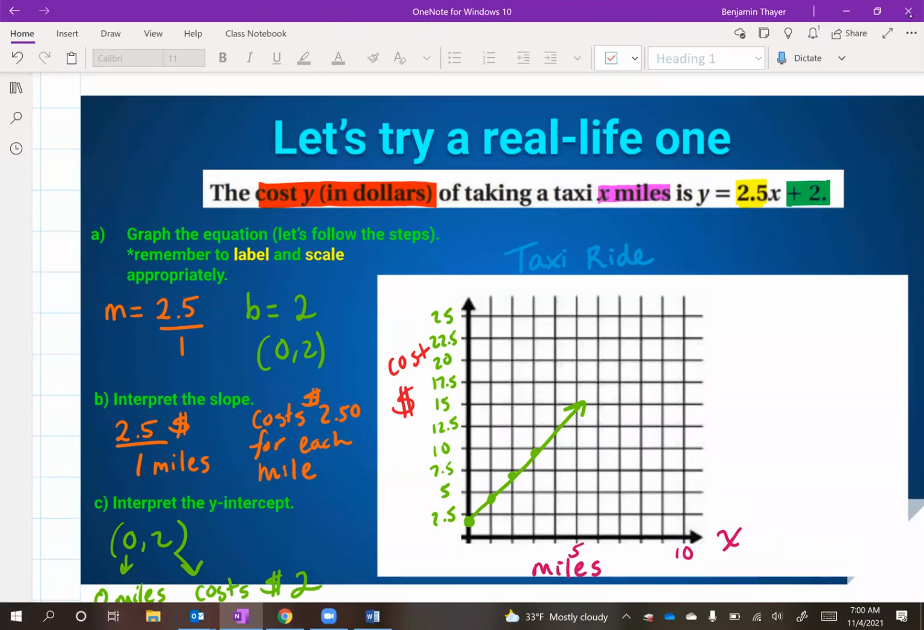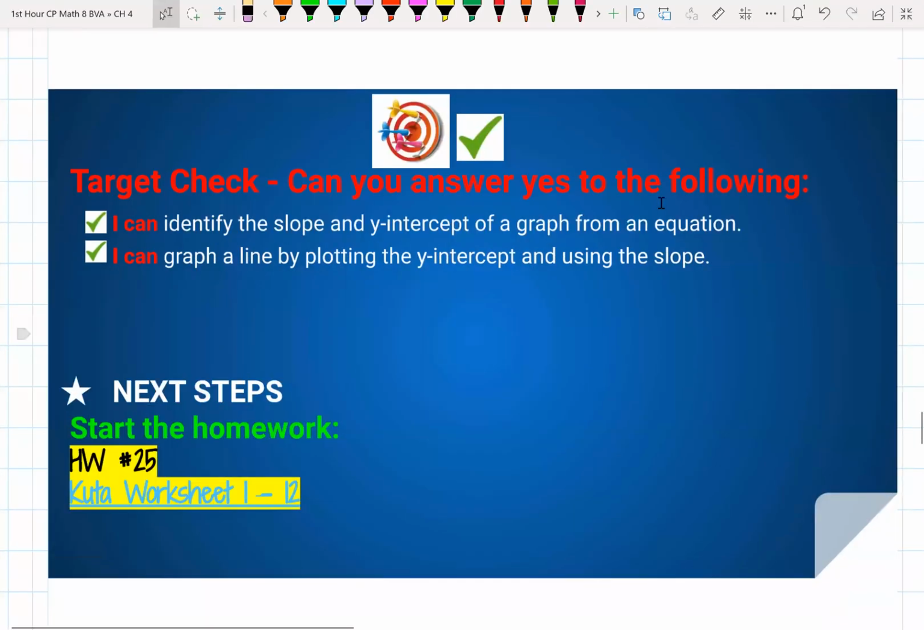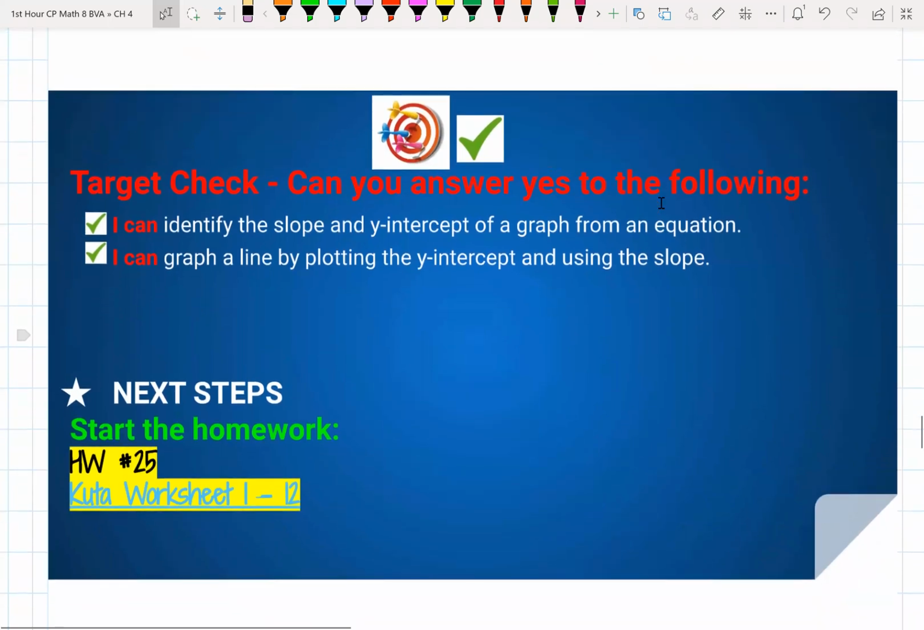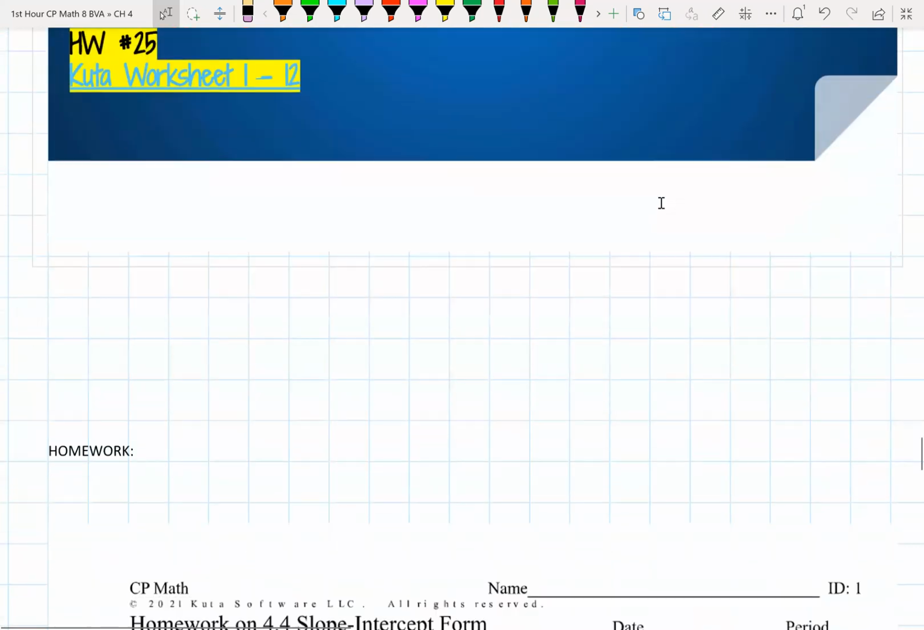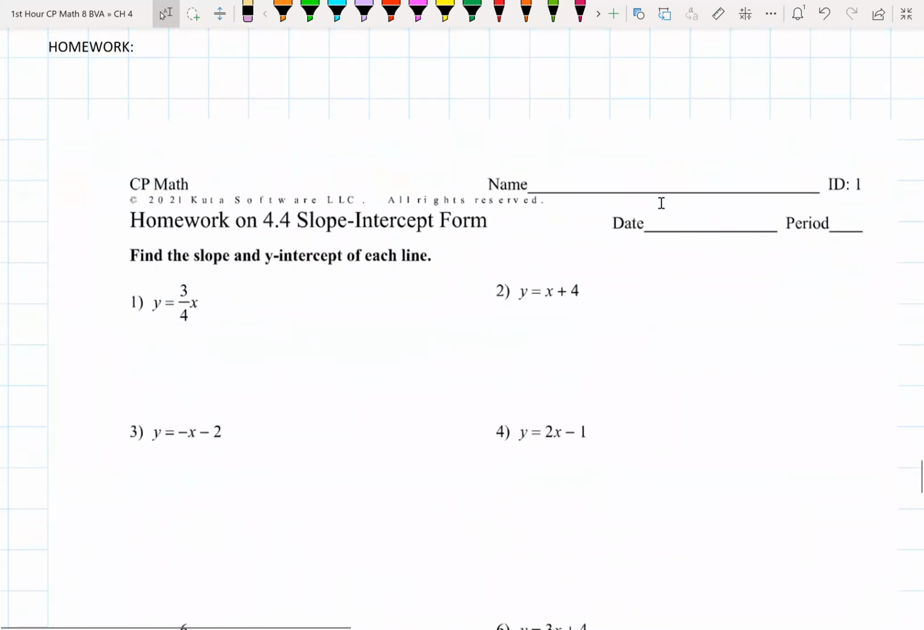Okay, all right, let's take a look at our targets and what our homework assignment is. Okay, can you identify slope and y-intercept from an equation? And can you graph that equation without having to make a table? Your homework is a CUDA worksheet, and is linked on the homework calendar. It's also available in OneNote right here.